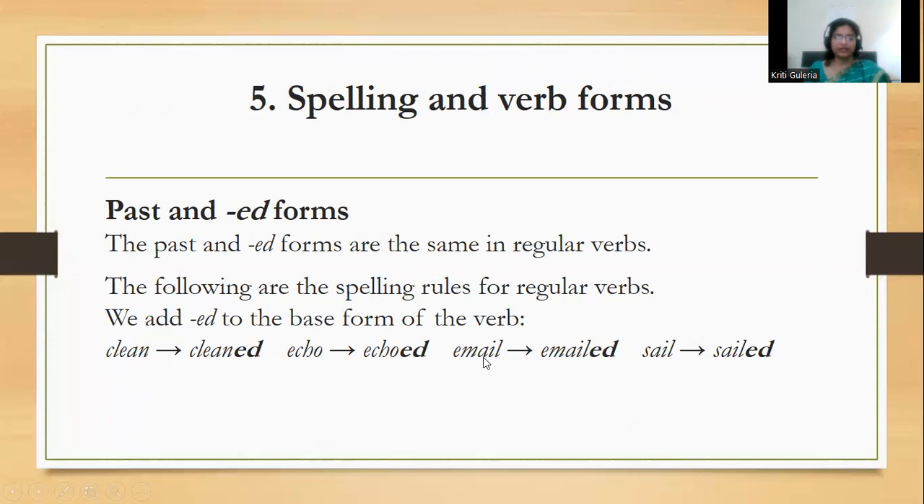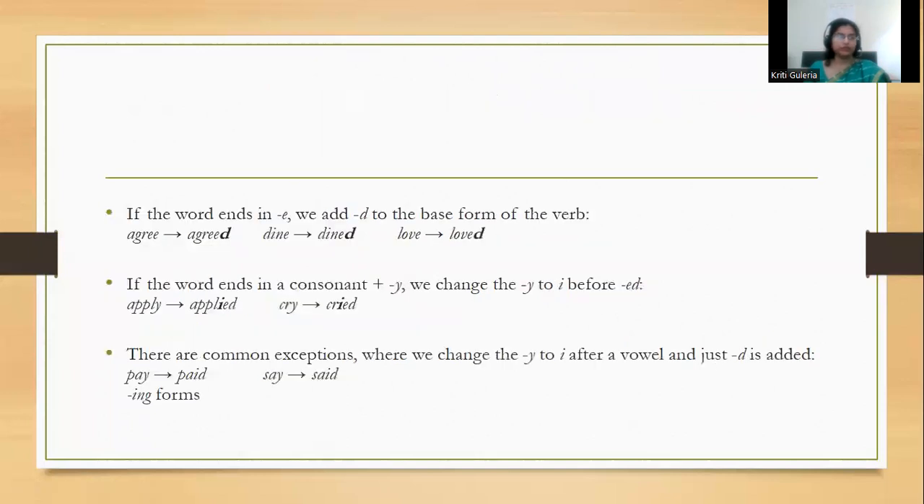Echoed. Email will become emailed. Sail will become sailed. Similarly, if the word ends in E, we add D to the base form of the verb. For example, agree becomes agreed. We just have to add D whenever any word is ending with E.